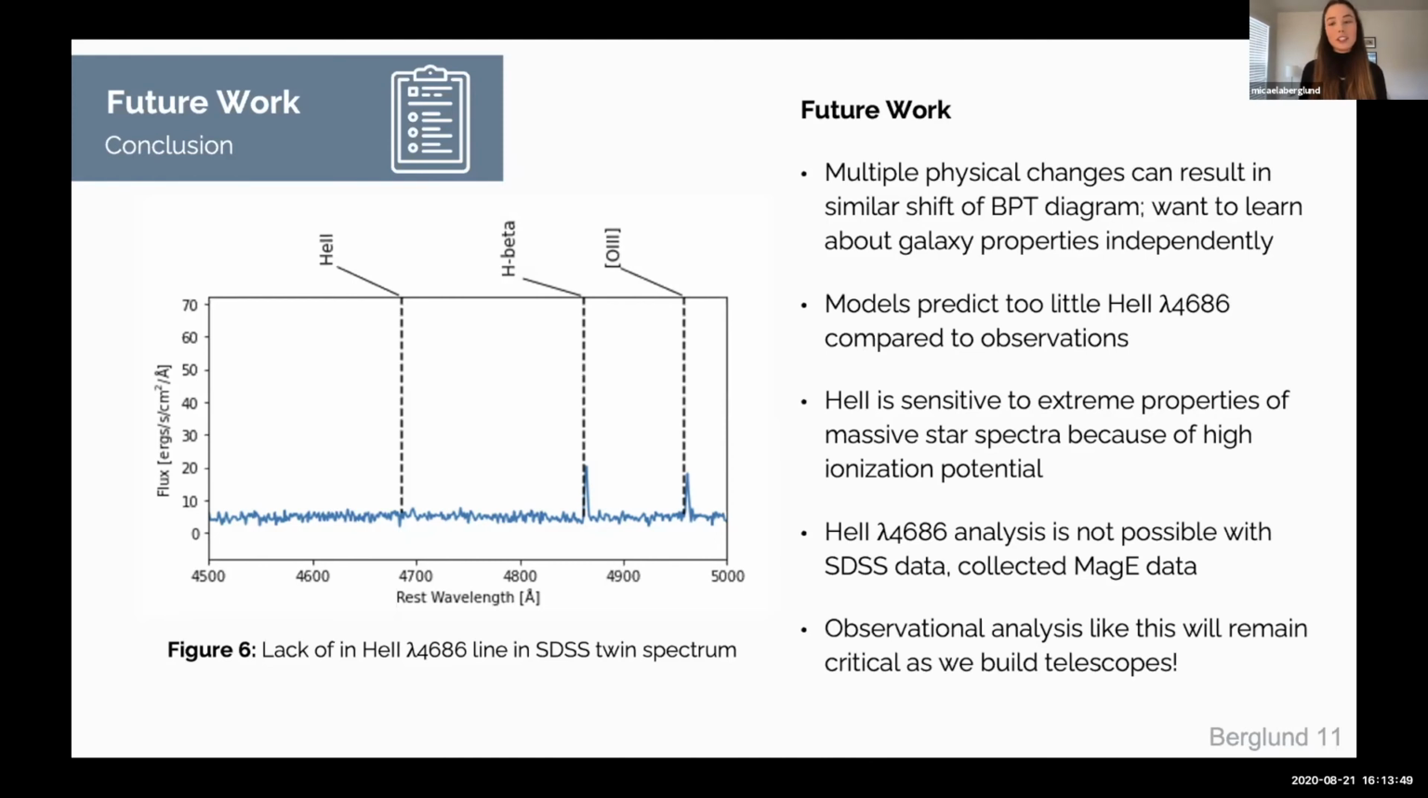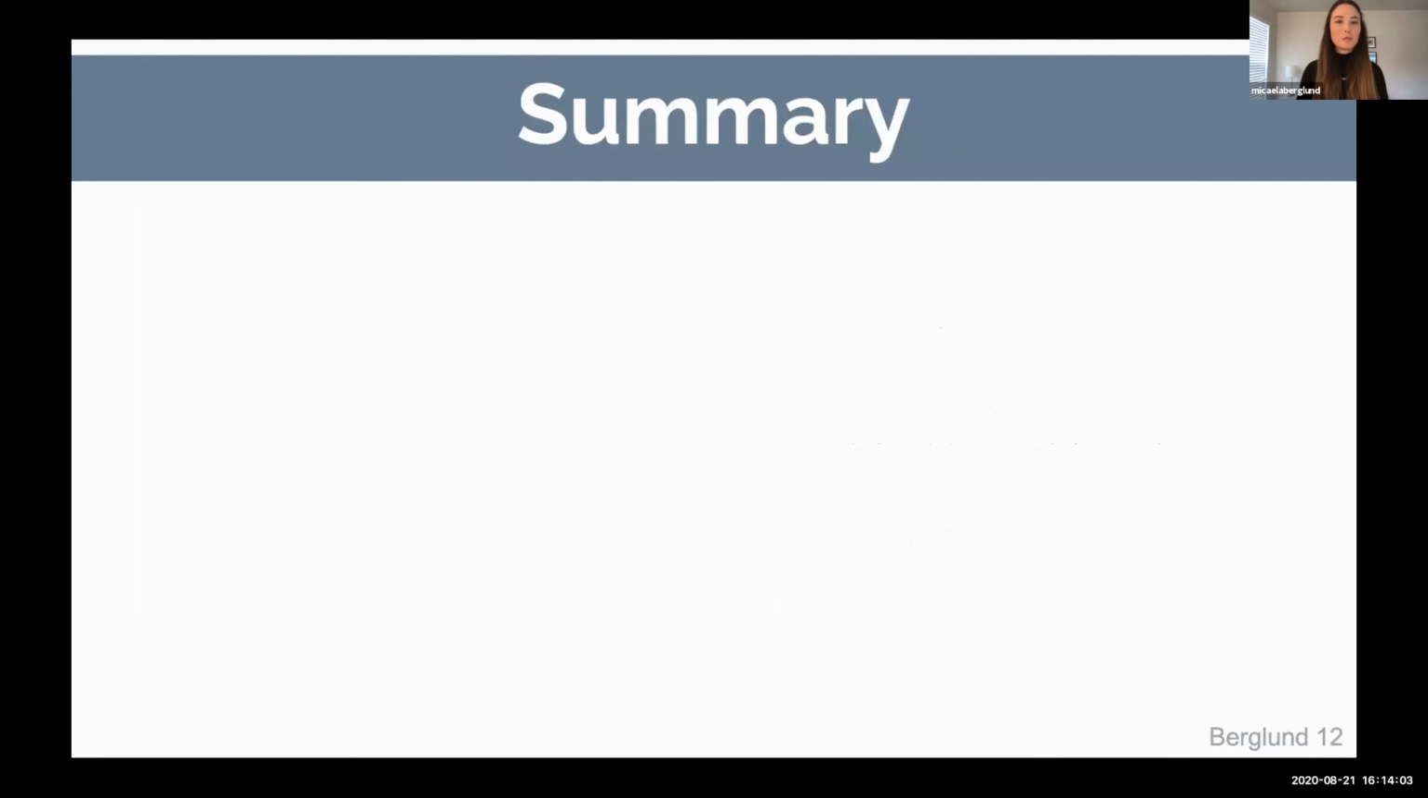So observational analysis like this will remain critical as we build more telescopes, get tons of new information from all the new telescopes coming out, and we'll want to continue improving models along the way. So projects like this are just crucial.